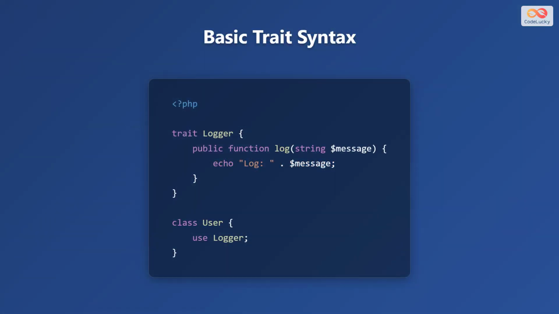Let's look at the basic syntax for defining and using a trait. Here we define a trait named logger with a public function log that takes a string message as an argument and echoes log, followed by the message. Then we create a class named user and use the trait logger inside it. This means the user class now has access to the log method defined in the logger trait.